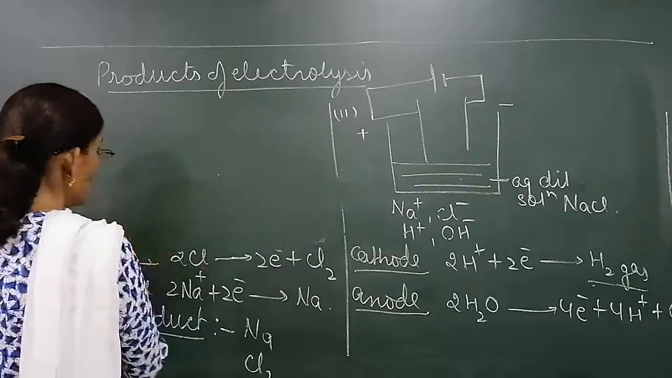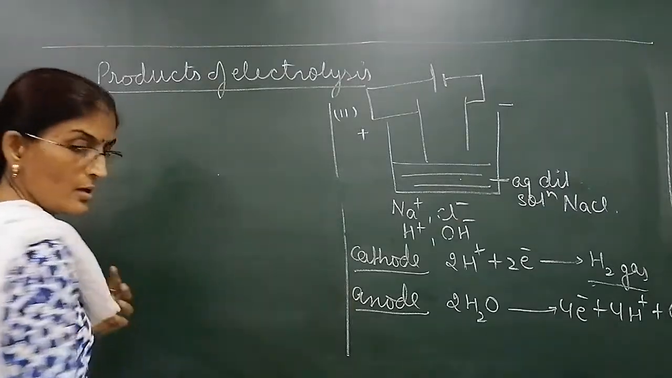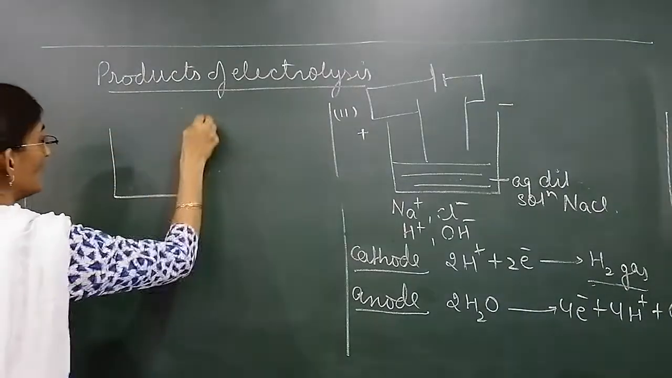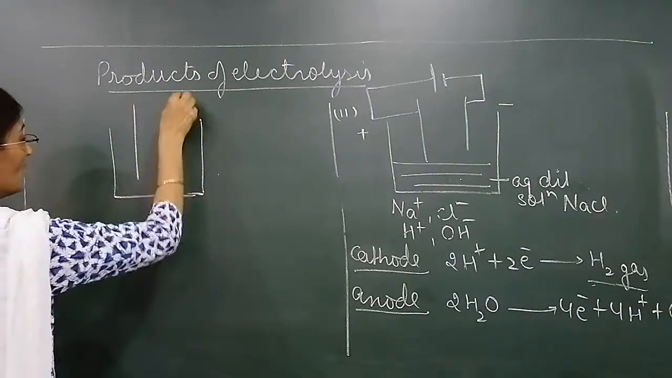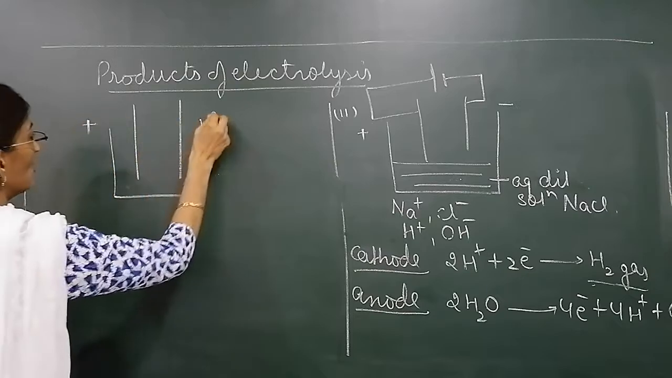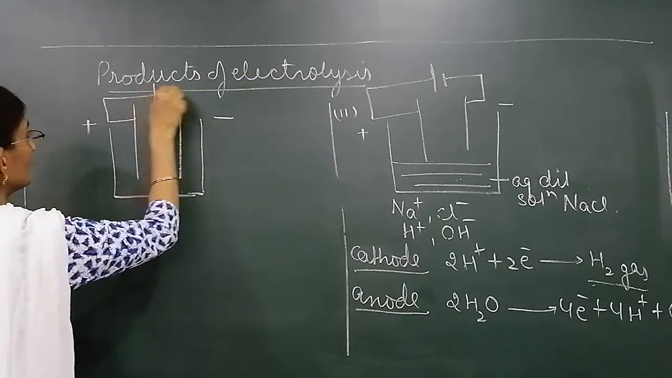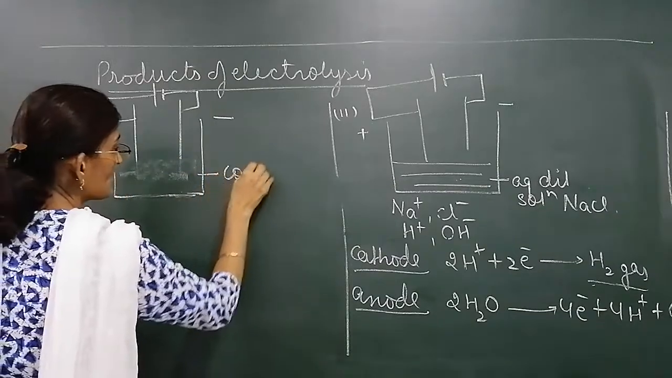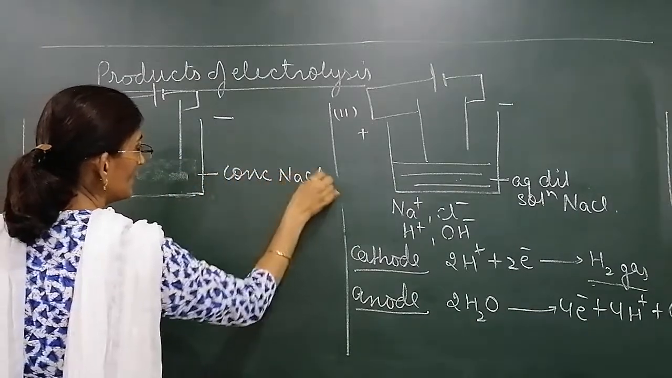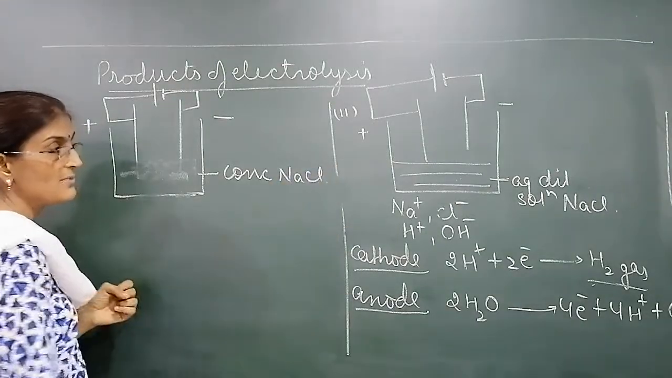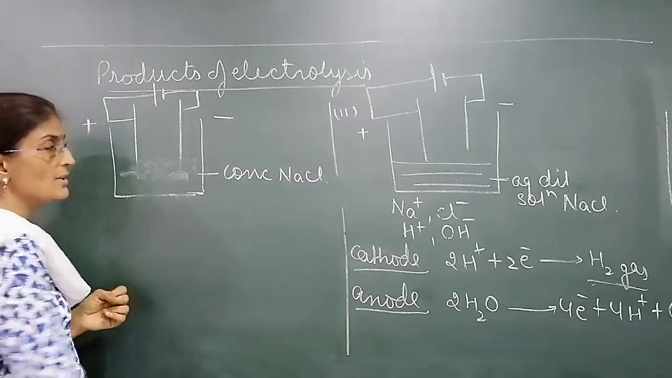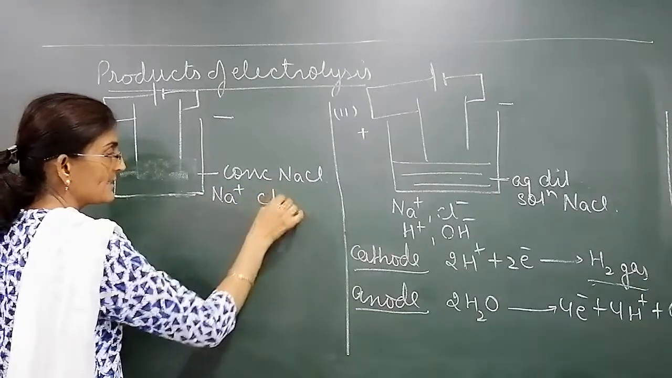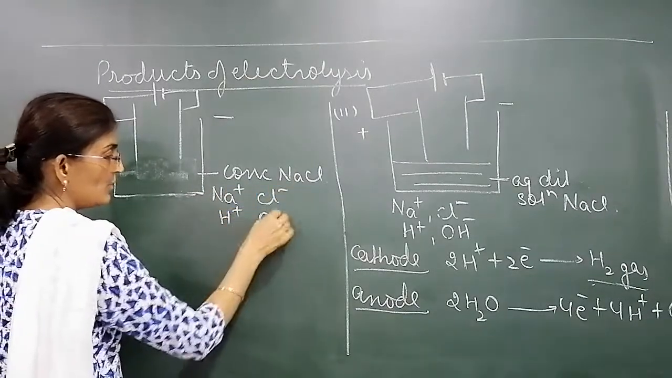Now one more case. If we take NaCl only, this is anode and this is cathode. Now somewhat concentrated NaCl is used, not very dilute. In that case we use dilute NaCl. Here concentrated NaCl is used. Then what will happen? Again we have 4 ions, Na plus and Cl minus, H plus and OH minus.